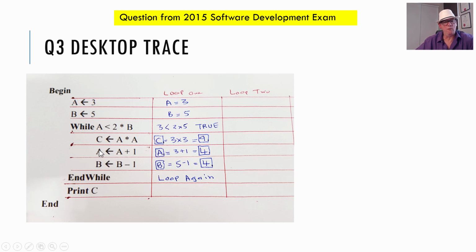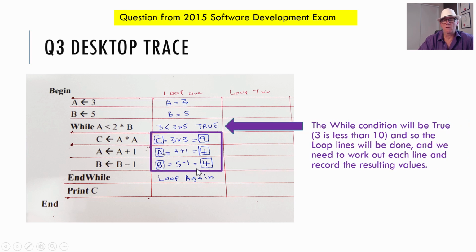Now this is saying A, whatever's going to go in memory slot A, it needs to be A plus 1. So we take our 3 here, 3 plus 1, that comes out as 4. So memory variable A is now going to have the value of 4 in it. So just box them up. And B needs to be B minus 1. So B was 5 originally in its little memory box, but now it's going to be 5 minus 1. So 5 minus 1 is 4. So B is now 4. So that's what we've done. The while condition is going to be true, 3 is less than 10. And so all these loop lines here are going to be done. So we need to go through and do them like we did in recording the values.